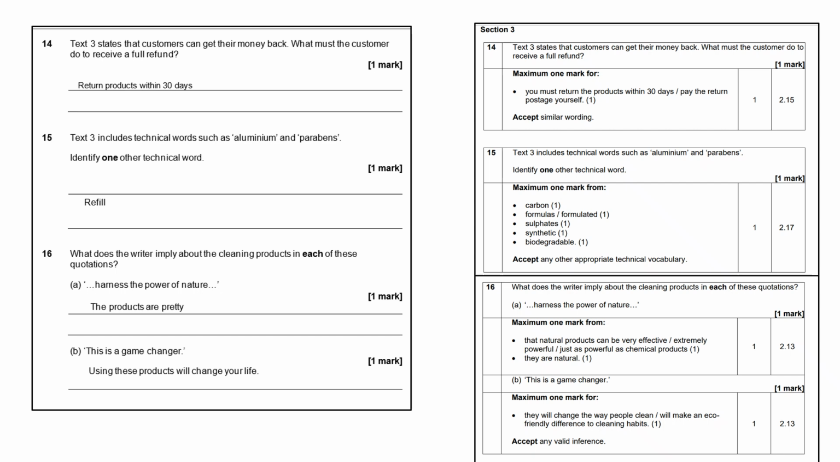Question 16. This question is about inference and implicit meanings. The question presents two statements from the source text and asks the learner to say what is implied about the cleaning products in each statement. 16A would be given 0 marks, but 16B, regarding this is a game changer, using these products will change your life, would get 1 mark as it's valid, even though it is a little exaggerated.